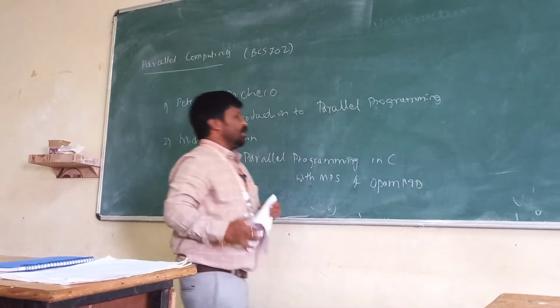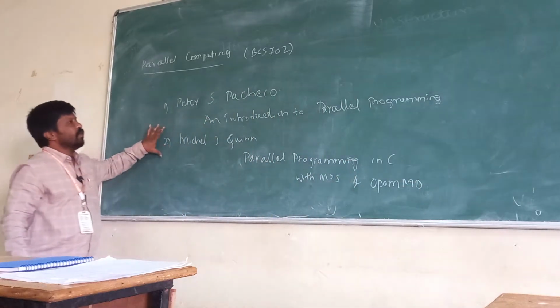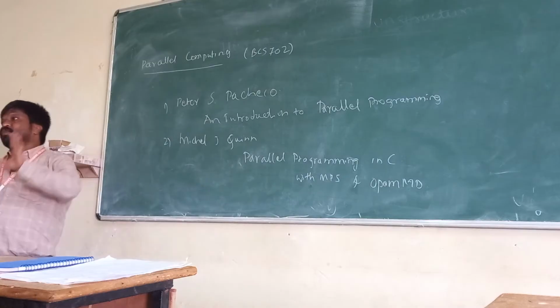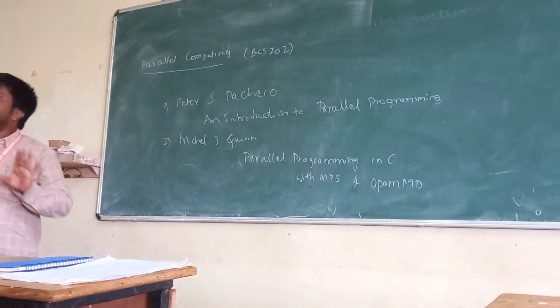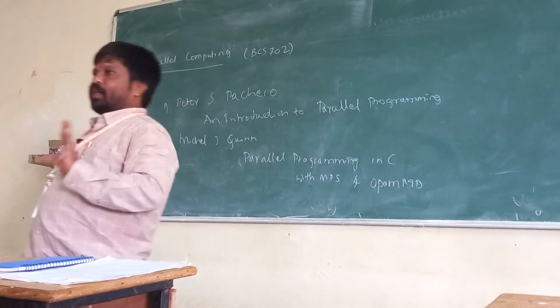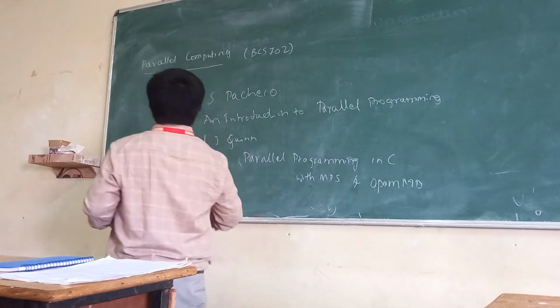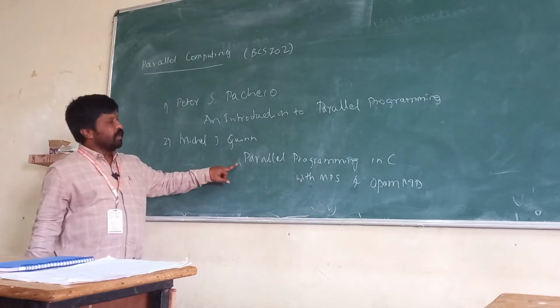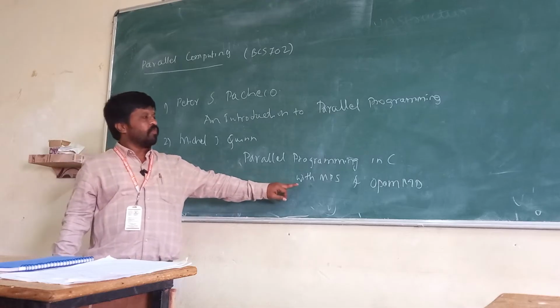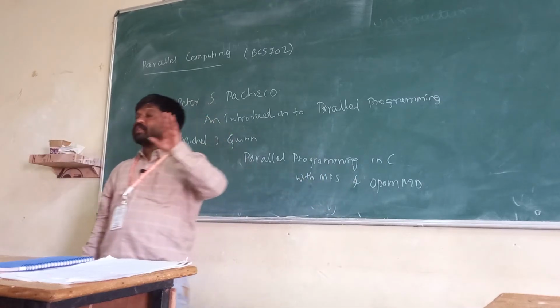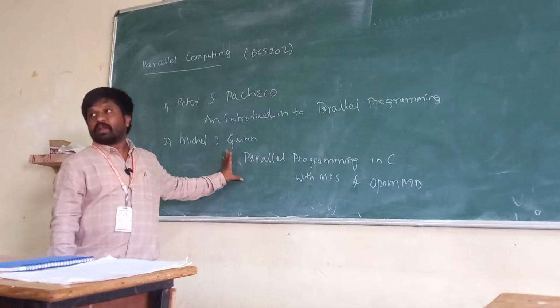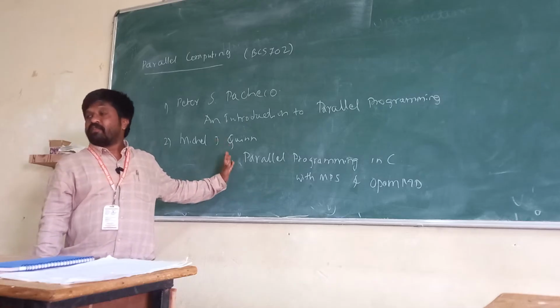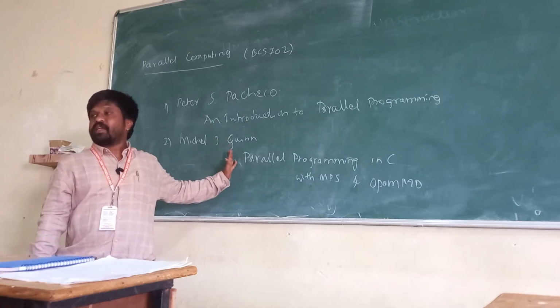These 2 books are what I am referring to, and they are already available in the library, so just go and collect them. These 2 books are very important. Parallel programming will be done with MPI and OpenMP. This is the main book for your integrated lab, and I will be referring to it for your integrated lab.